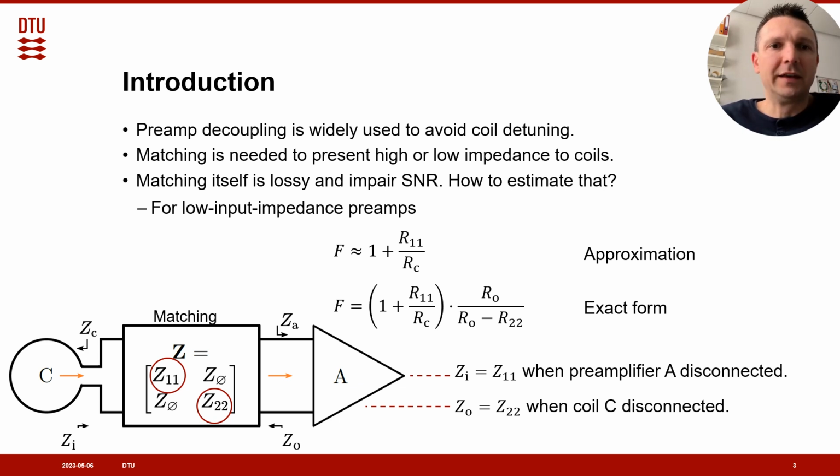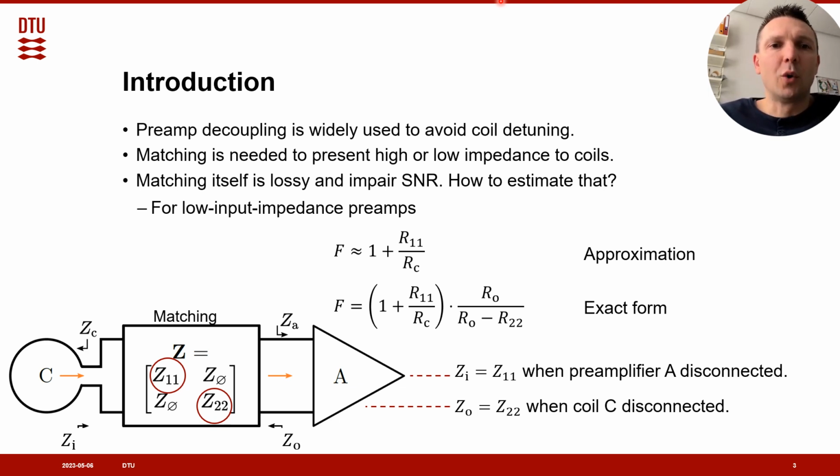A diagram of the array element considered here, consisting of a coil, preamplifier, and matching decoupling network, is illustrated on this slide. In this setup, the noise figure of the matching network can be reliably estimated using these two approximate and exact equations. Here, Rc is the coil resistance, R11 is the real part of the input impedance of the matching network Zi when the preamplifier A is disconnected.